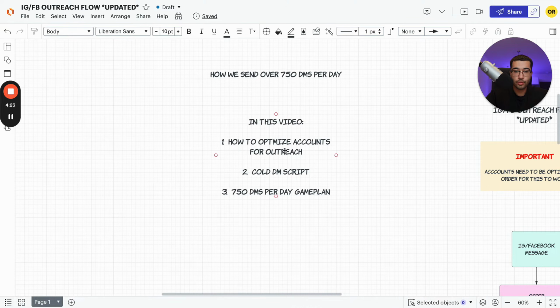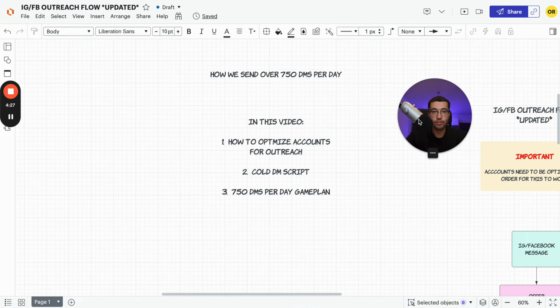Now that we've optimized the accounts, as you grow, you're going to ask your setters to do something similar. Obviously they're going to use their own accounts, a nice picture of themselves, value posts, and they can share some of your posts on it, and then from there that should be good to go.